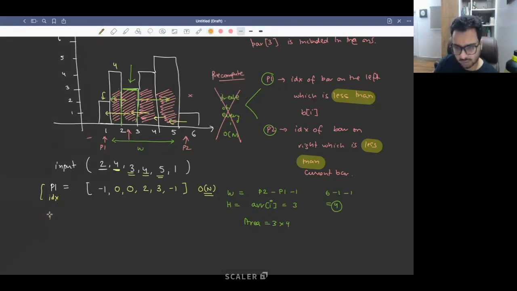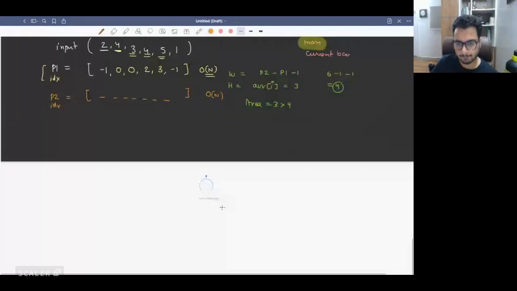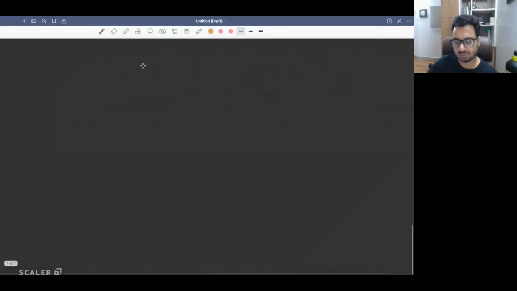In the same way, you can calculate P2. Again, it will take order of n time. Once you have this P1 and P2 array, what do you need to do? You simply need to put a loop.